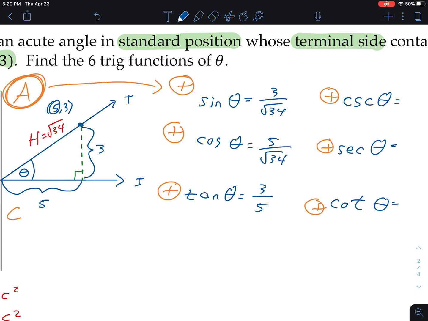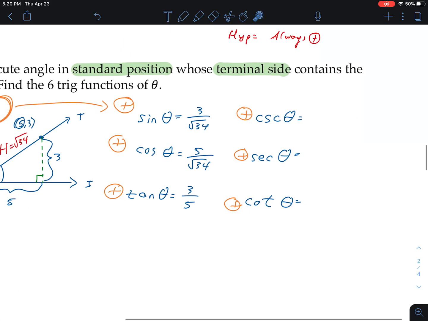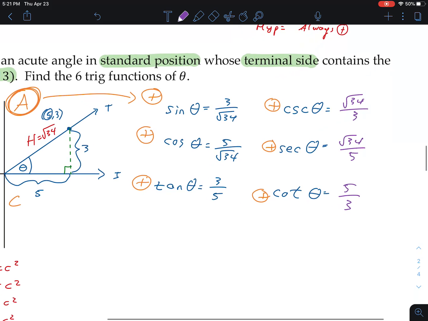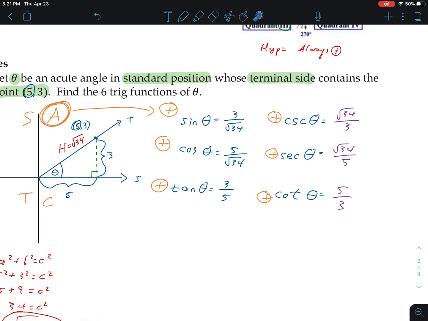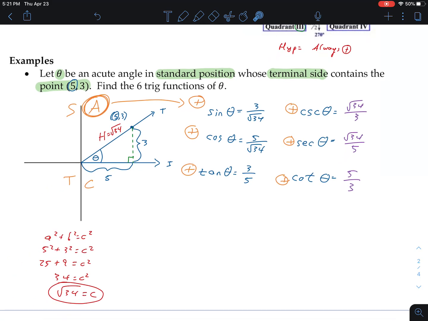Okay, everything's positive. Nothing was negative. Now, very simple, our reciprocals are always the reciprocal. So I can just flip my answers here. Radical 34 over 3, radical 34 over 5. See, I just flip those, and then I flip these. Nice and simple. You could find them on your picture, as hypotenuse over opposite, but I think it's easy just to know the pairs and flip them. And there's our work for the first one.